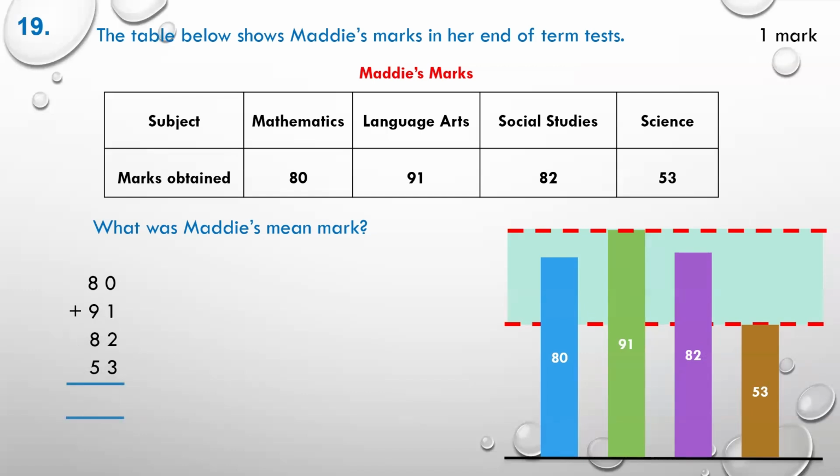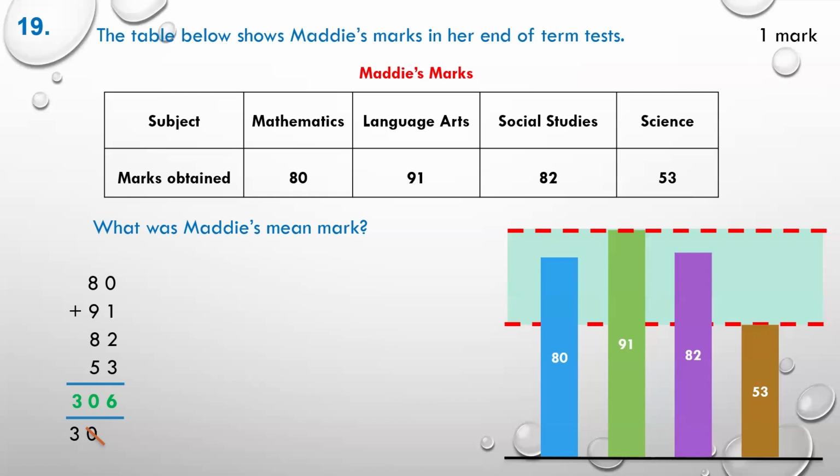So if we add the ones column, we have 0 plus 1 plus 2. 1 and 2 is 3. 3 and 3 is 6. So we have a total of 6 in the ones column. And in the next column, we have 8 and 8 is 16. 16 and 5 is 21. 21 and 9 is a total of 30. So let's cross out the 0, and we can put it there. And then we have 3. So in total, Maddie got 306 marks in her 4 subjects.